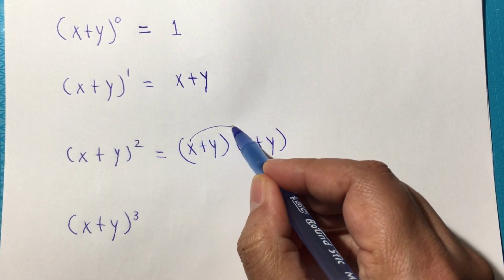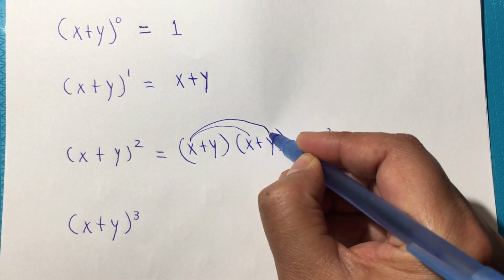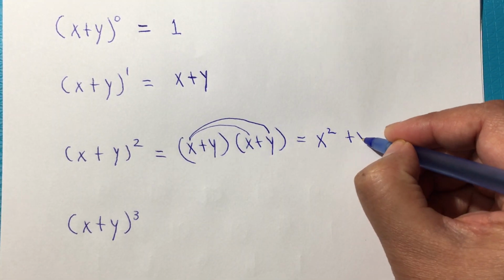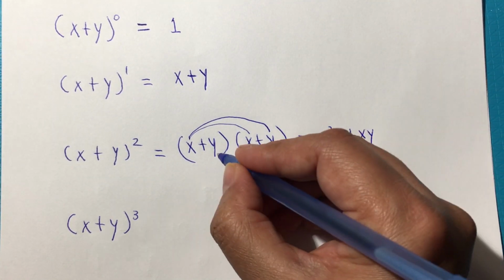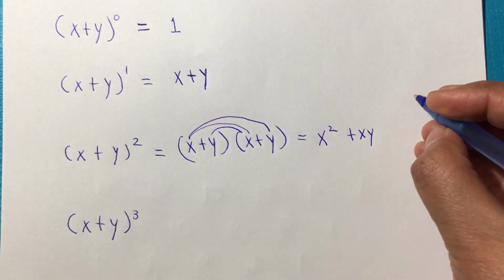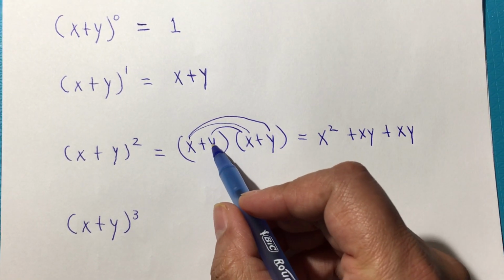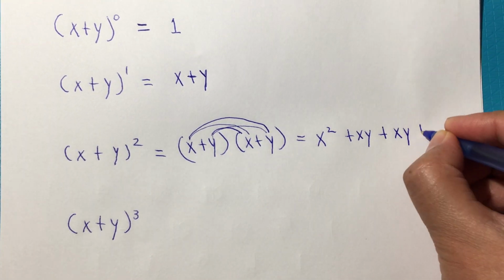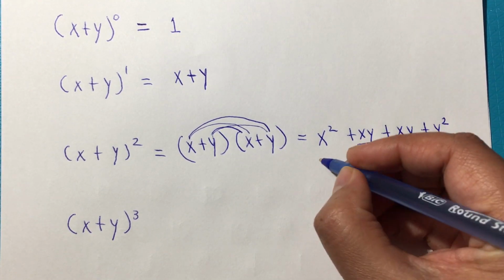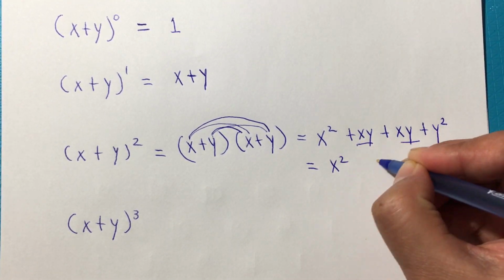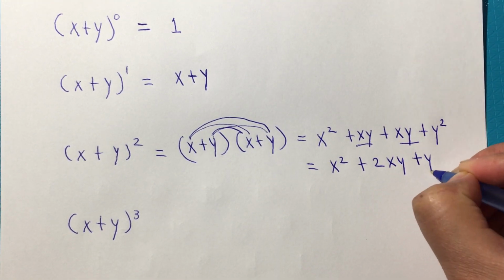And so if we do FOIL, first is x squared, outside is x times y, then inside is y times x, but we put it in alphabetical order, so xy, and finally y times y is y squared. We combine like terms and we get x squared plus 2xy plus y squared.